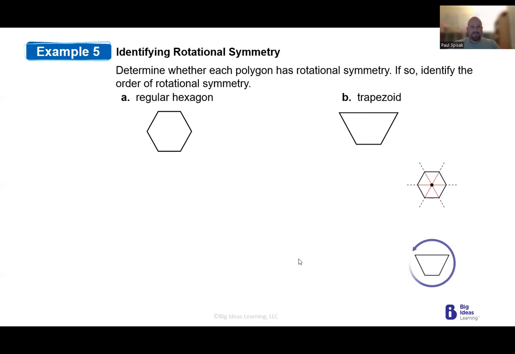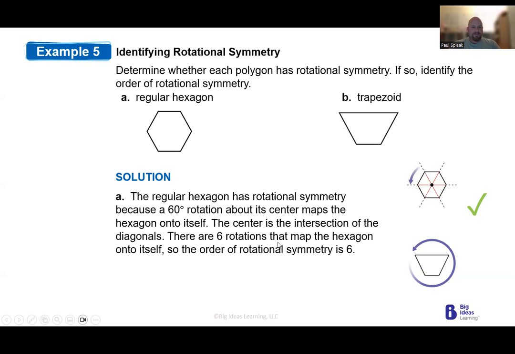So for a hexagon, we have 6 sides, 6 angles there. We can rotate that so that it's mapped onto itself 6 times. So on here, again, they drew it over here. We were able to draw in some lines here to demonstrate that if we were to rotate it here, it'd have the same exact figure. If we kept rotating it, we'd hit that same figure a total of 6 times. So it has an order of 6.